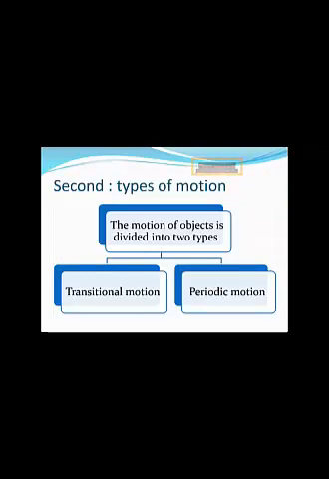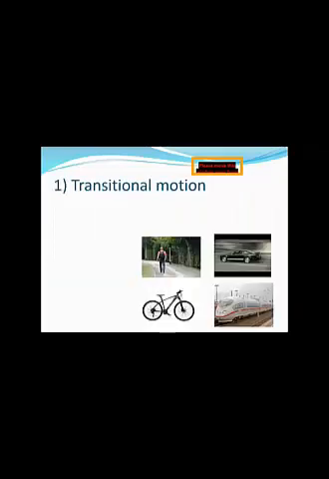Secondly, there are two types of motion. The motion of an object is divided into two types: firstly, translational motion, and secondly, periodic motion.